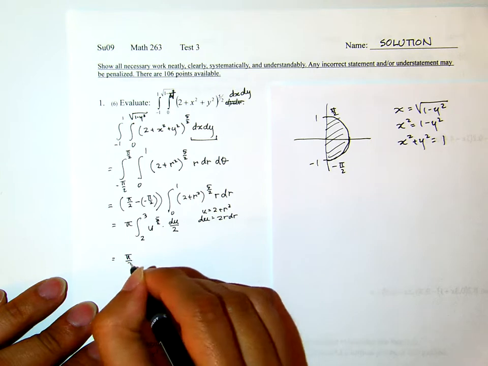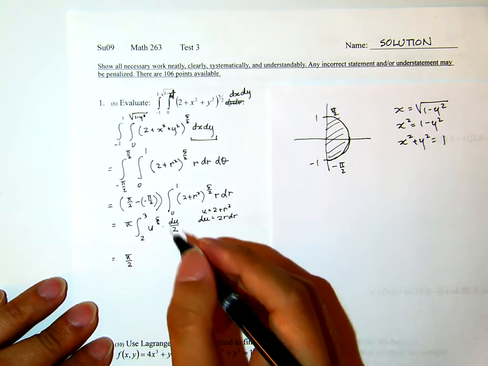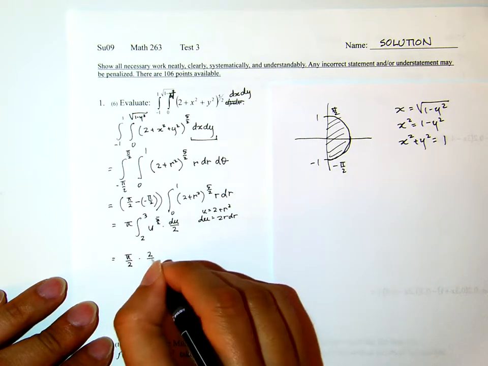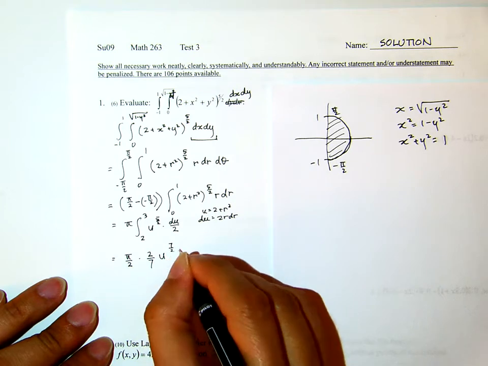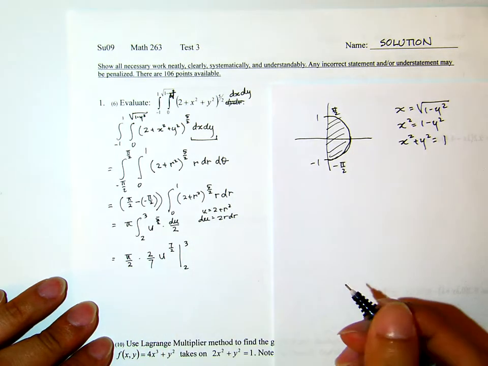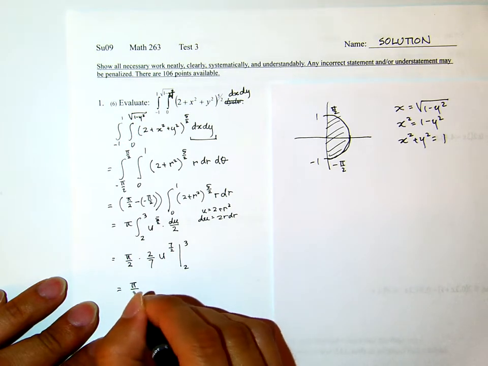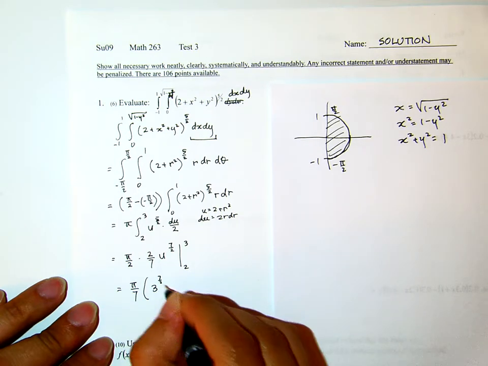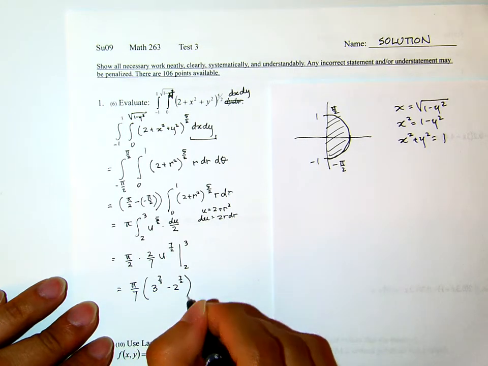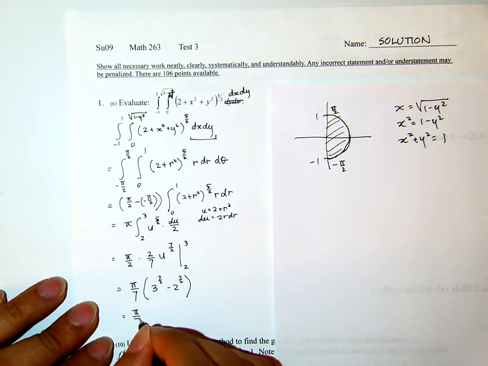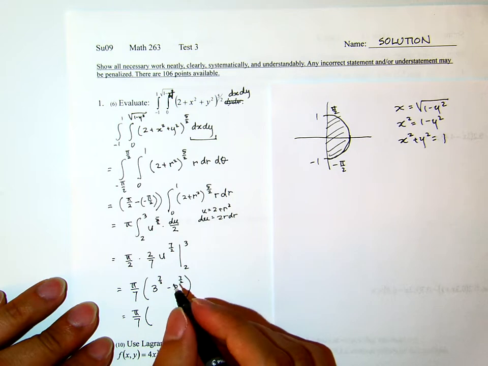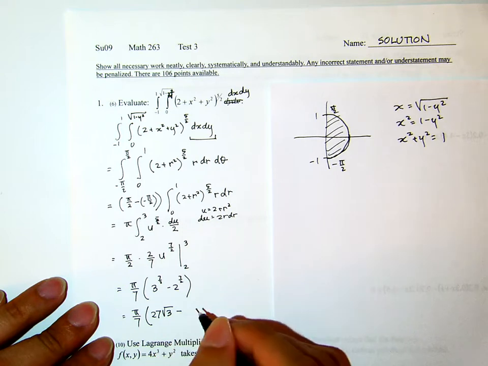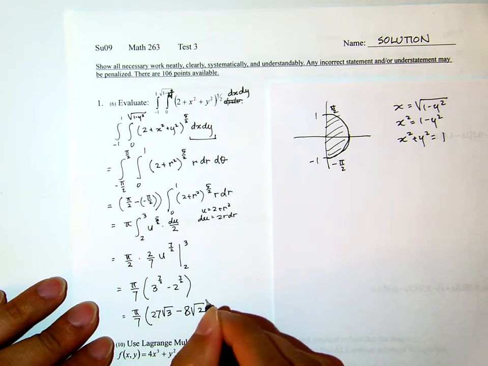Okay, or pi/2, I pull the 1/2 out, and then times the integral of u to the power of 5/2, which is 2/7 u to the power of 7/2 from 2 to 3, which is pi/7, okay, 3 to the power of 7/2 minus 2 to the power of 7/2. I think I want to simplify a little bit. That's 3.5, so that will be 27 square root of 3 minus 8 square root of 2, like that.